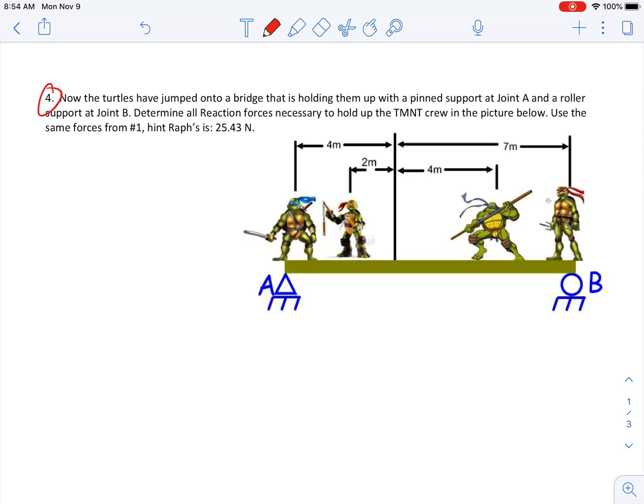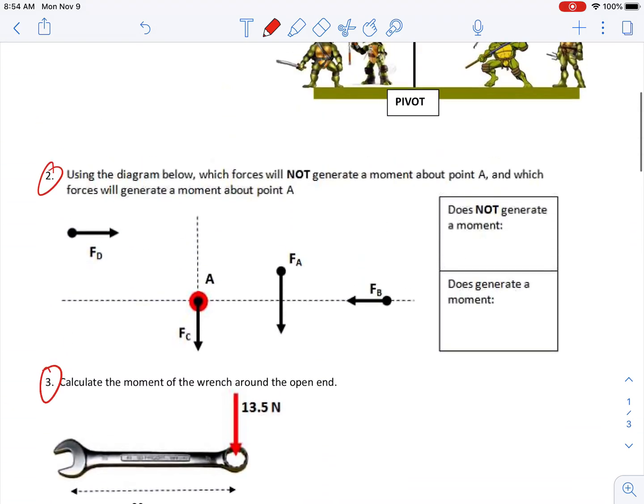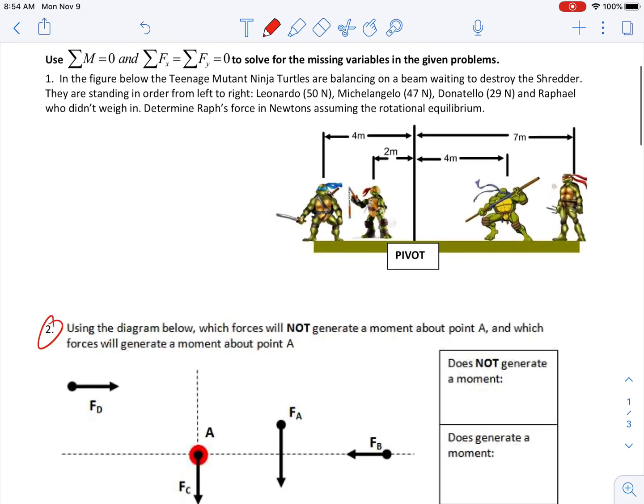But just as a reminder, at A, we have a support that's a pin support, and so you can put in 2 reaction forces and one reaction force at B for a roller support. But let me just take you through how to do this first problem. And the key for this is that we're doing the sum of the moments around the pivot equals 0. And so each of these turtles is going to cause a moment.